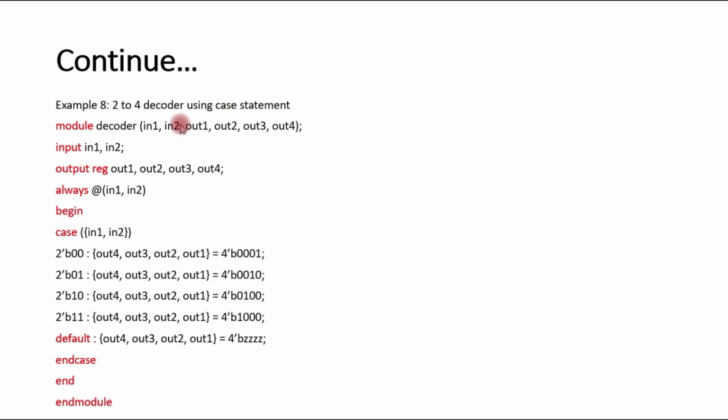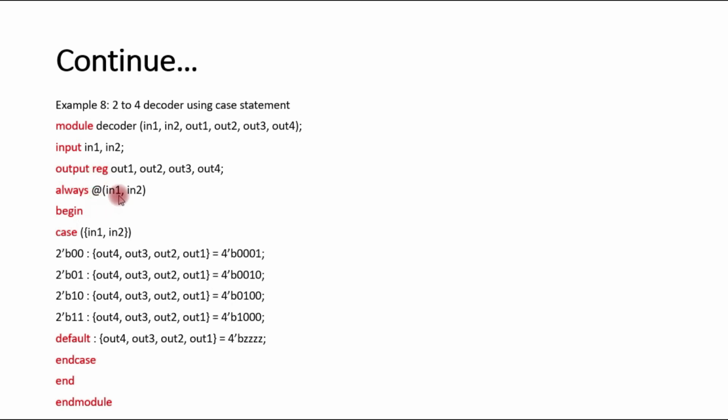2 to 4 decoder circuit is also designed using case statement. In the last example, we have also designed this same circuit using if else statement. So here 2 inputs, in1, in2, and 4 outputs, out1, out2, out3, out4. And these are used in the procedural block on the left hand side of the procedural assignment. It means out1, out2, out3, out4 should be register data types.